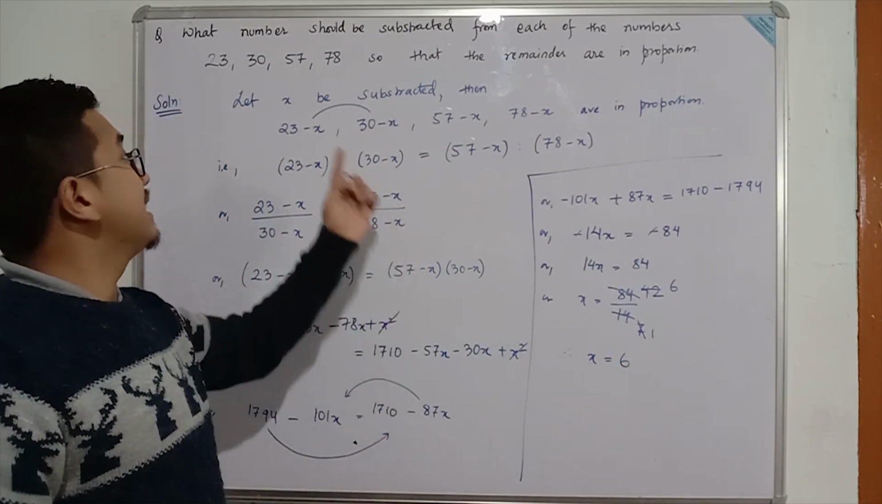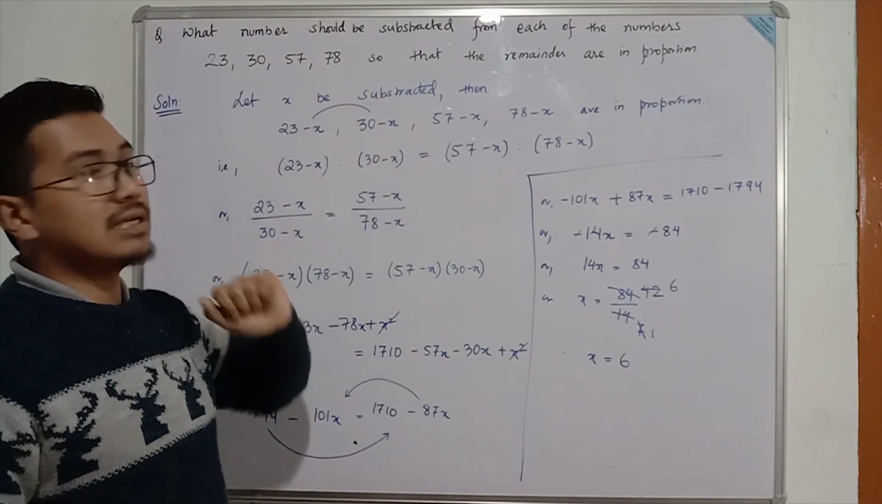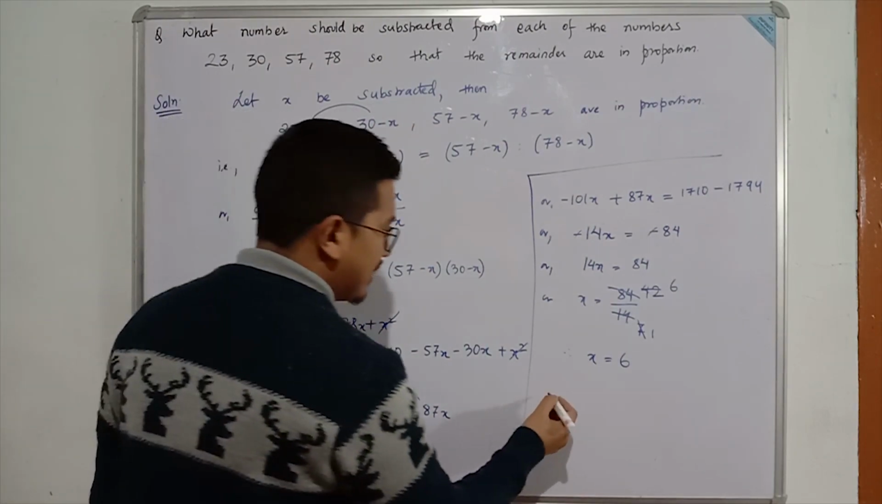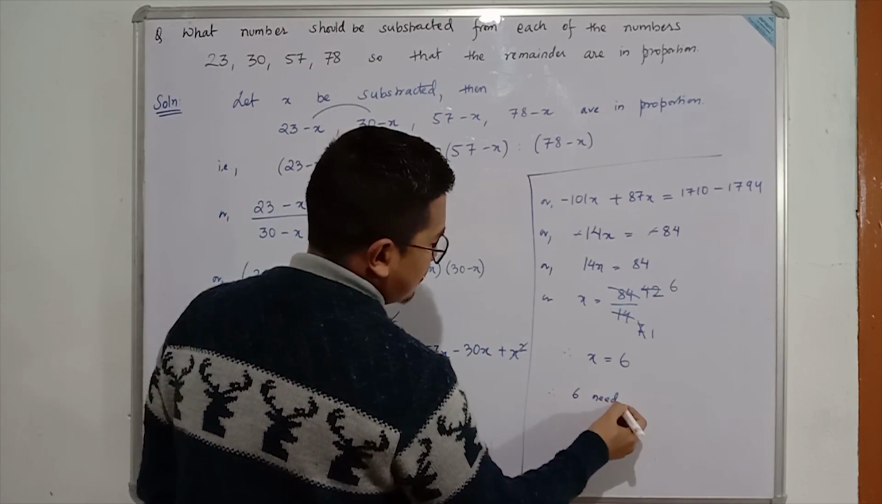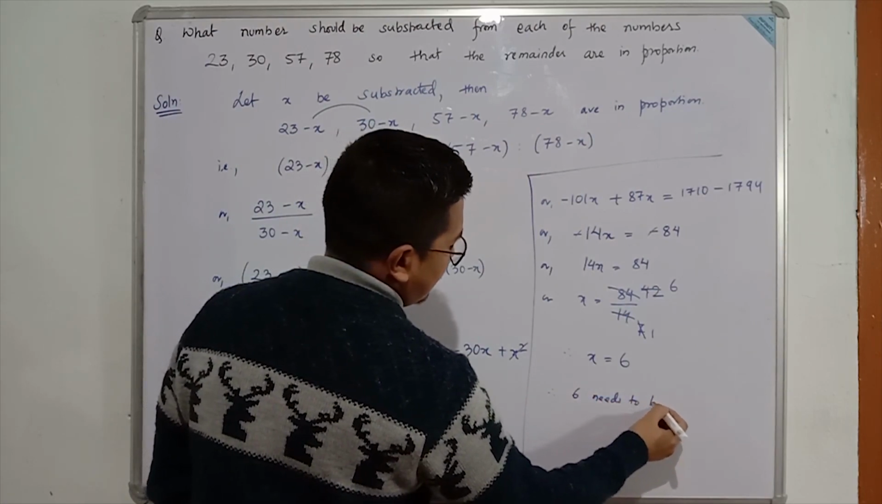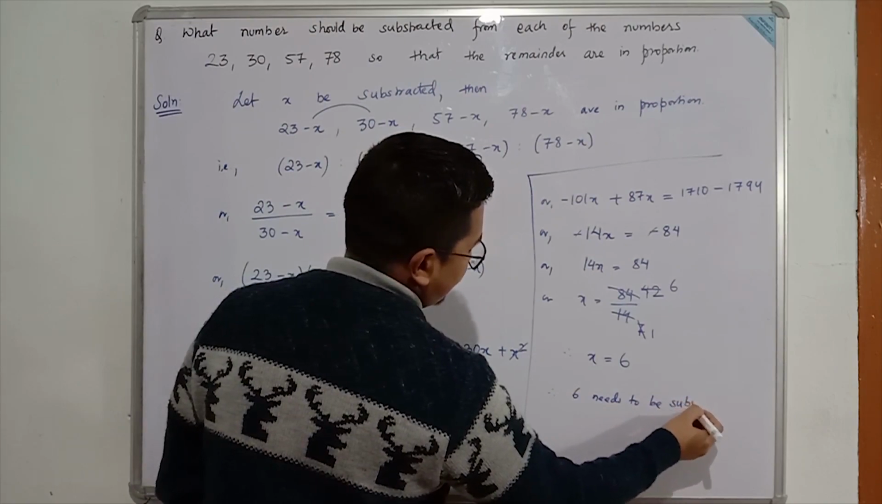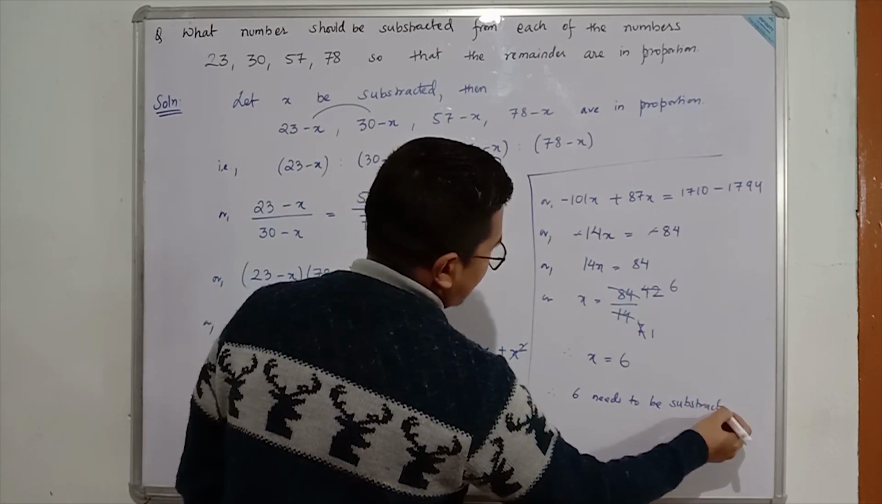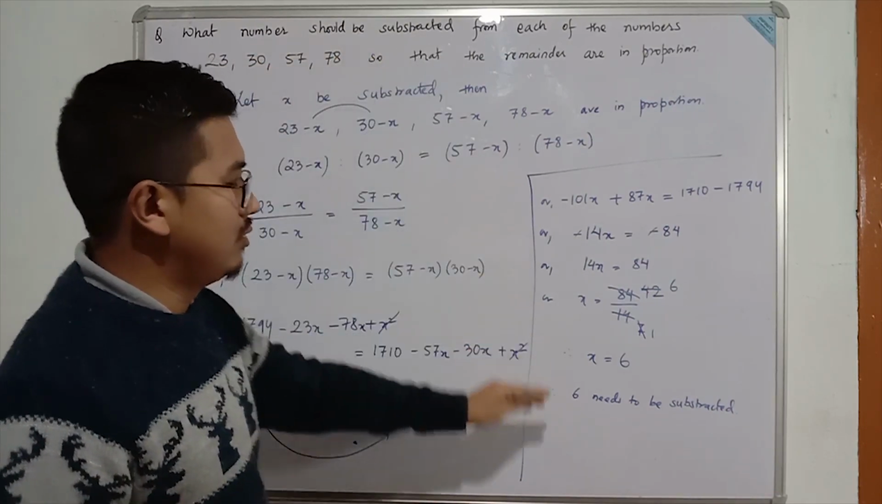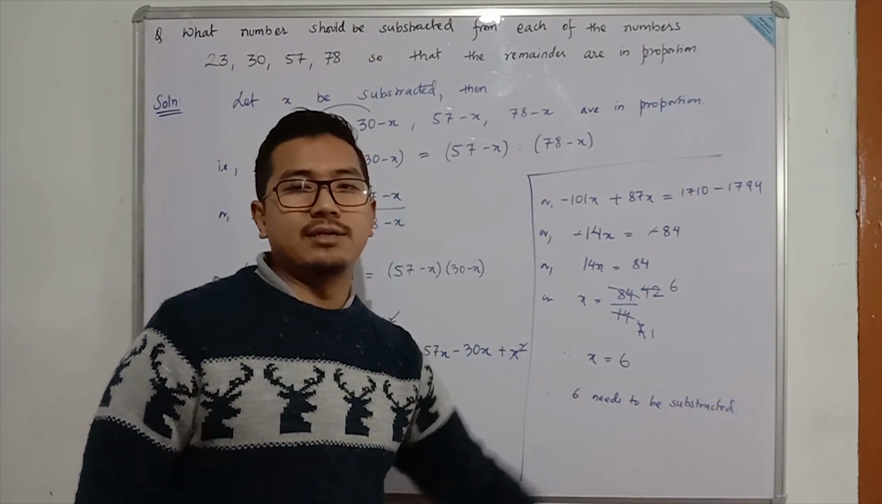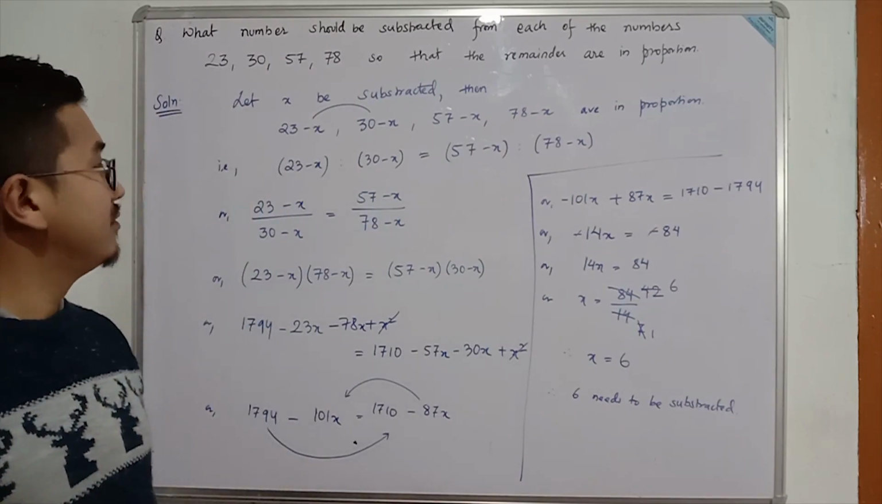And what was x? x was the number that was subtracted. So we can conclude that 6 needs to be subtracted. What is the question? What number should be subtracted? So 6 needs to be subtracted. This is how we solve this kind of question.